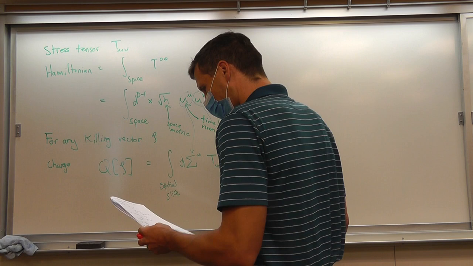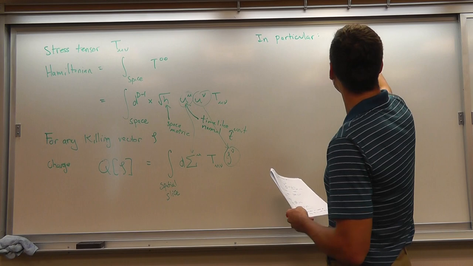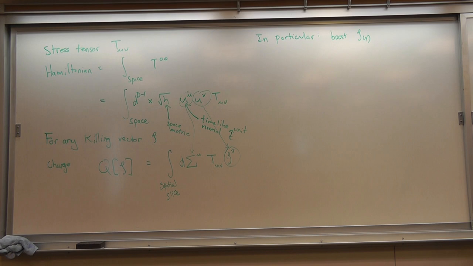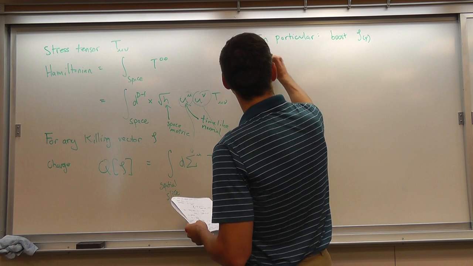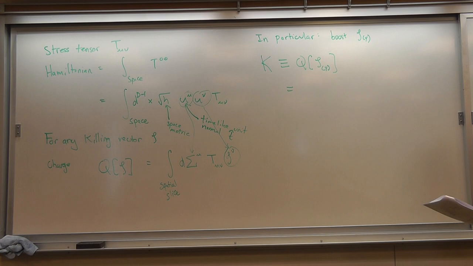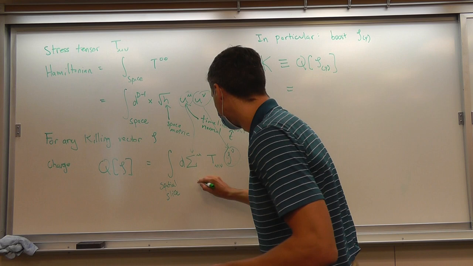So, in particular, we have this boost vector zeta y, which is a symmetry. It's Lorentz boosts, so that's a symmetry. And so we can define a conserved charge associated to it. That's what we call K. So K is the charge associated to zeta y. If we plug in our formula, let me make a comment first. This is true in general.